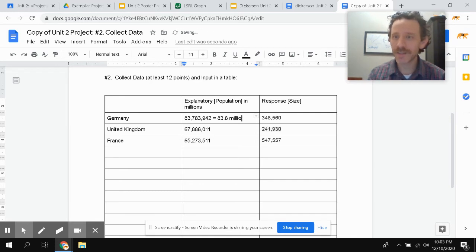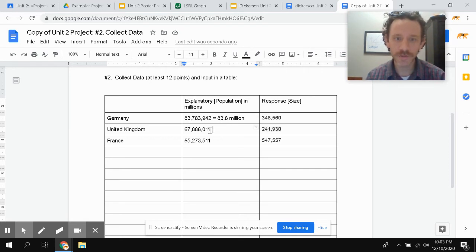So I can write that number instead of all 8 digits for 83,700,000, blah, blah, blah. I can just write it as 83.8 million. All right. And that can be my units. So the number that I'll plug in for the graph is 83.8 now.